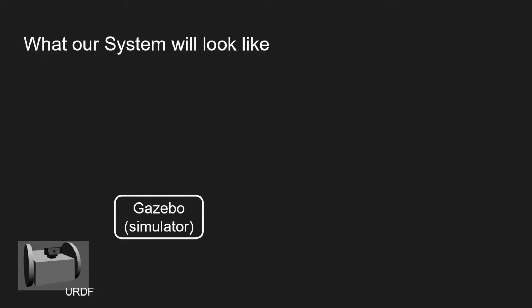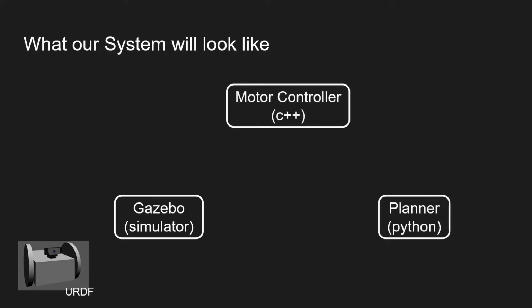On top of that, we will write 2 nodes. We will have the motor controller, which I just showed you, and we will be writing a planner, which will make decisions based on what the robot sees in the world. So all these 3 nodes will be connected in such a way.